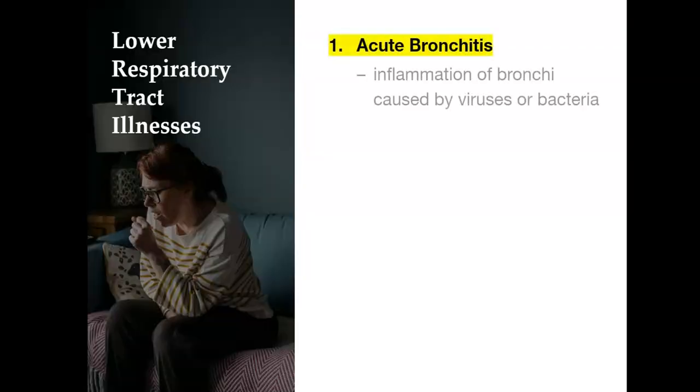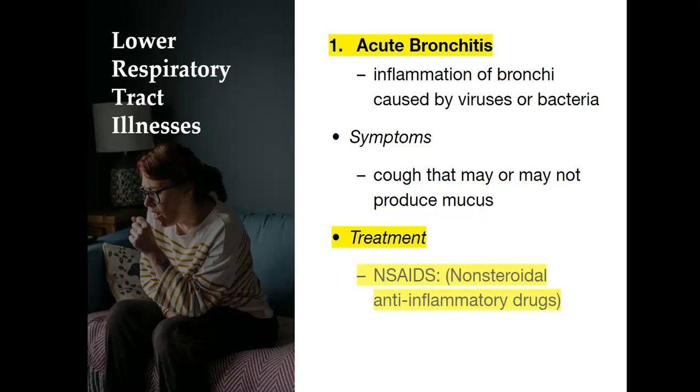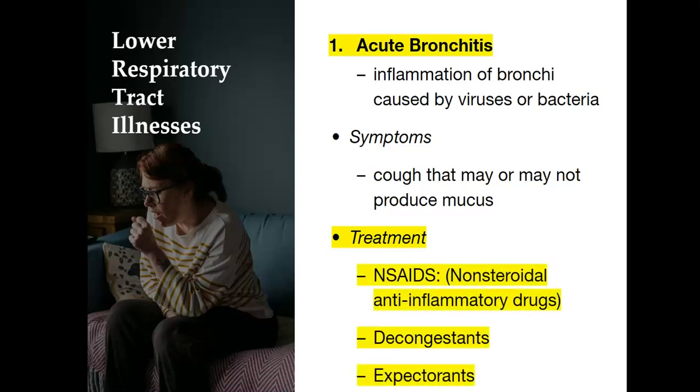For acute bronchitis, most importantly for the test, you need to remember that the treatment is NSAIDs, decongestants, and expectorants. You might want to look at the examples that I gave you in class. You never know, that might be a bonus question. NSAIDs are ibuprofen or Advil. A decongestant is Sudafed as an example, and an example of an expectorant is Mucinex.